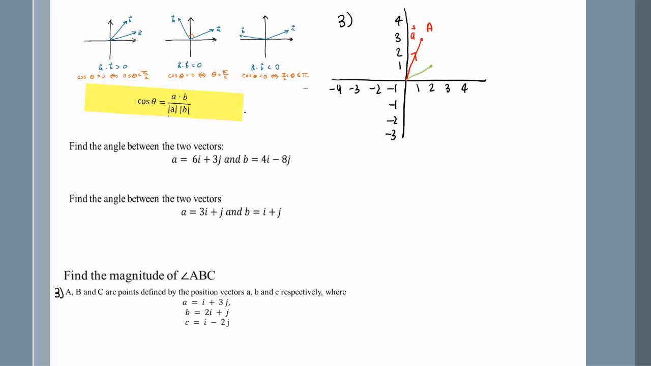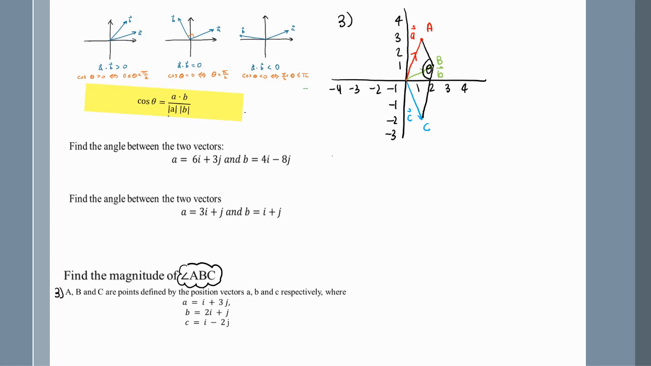Vector B is 2i plus j. Lastly, we have a third vector C, which starts at the origin and ends at capital C. It looks like i minus 2j, so it ends up at the point (1, -2). We need to find the size of angle ABC. So I'm looking at the angle right here where vector B finishes.